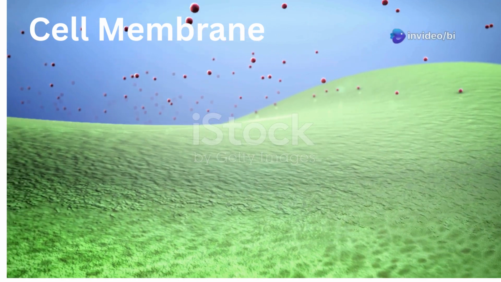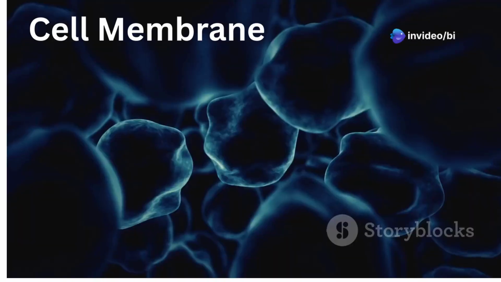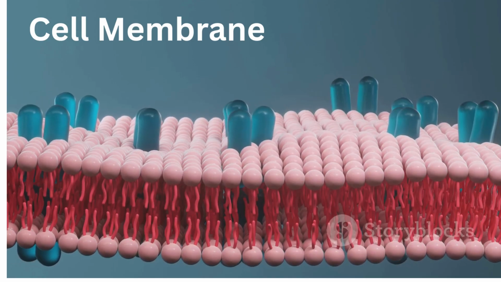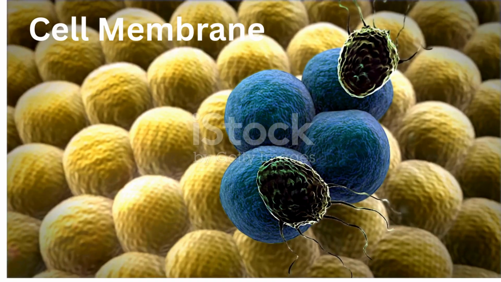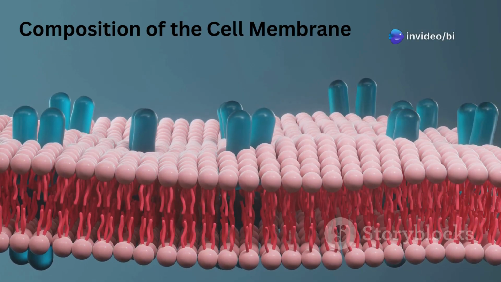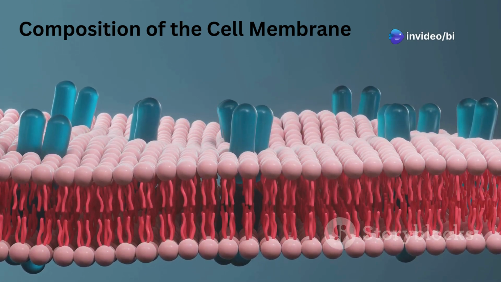The cell membrane, also known as the plasma membrane, is a dynamic and intricate structure that forms the boundary of every living cell. It's not just a passive barrier, but an active interface that governs the interactions between the cell and its environment. Imagine a mosaic that is constantly shifting and rearranging its pieces. That's a good way to visualize the cell membrane.